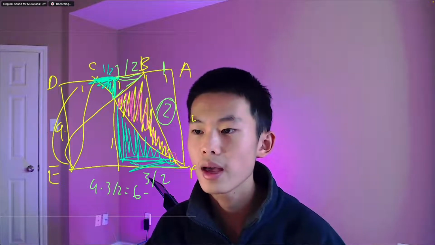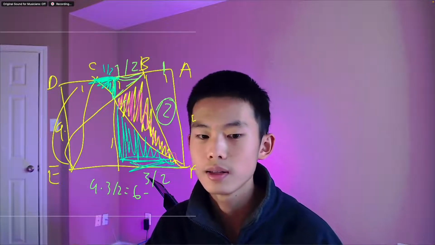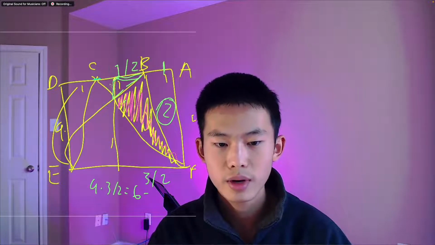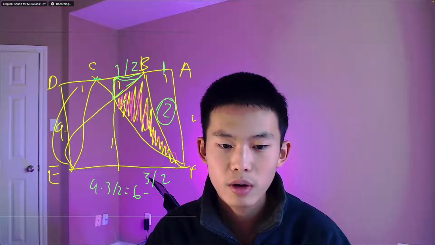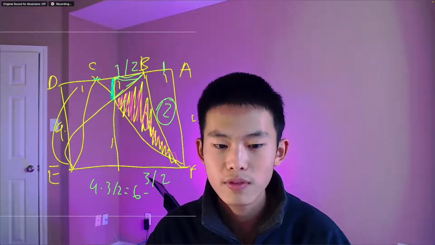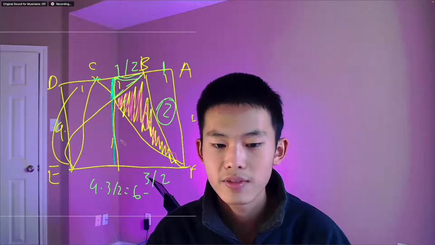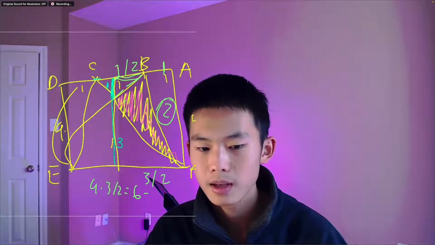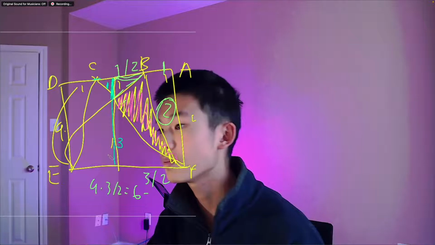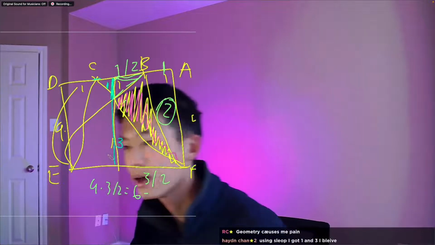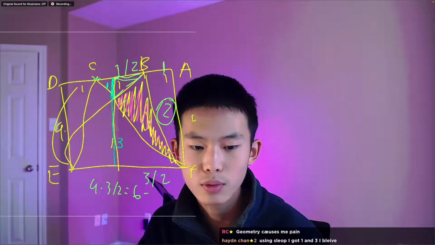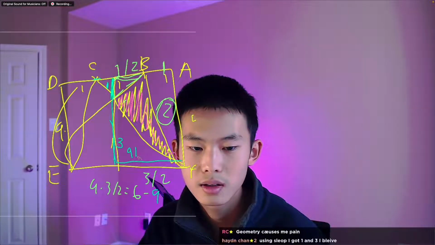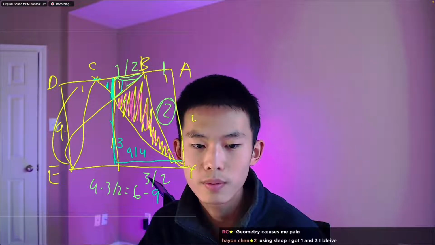And since the total side length is 4, and 1 to 3 is the ratio, this is going to be 1/4 of 4, and this is going to be 3/4 of 4. So the length of this is going to be 3, and the length of this is going to be 1. Now using base times height, we can figure out that this is going to be 3 times 3/2 divided by 2, which is 9/4. And this is going to be 1/4.